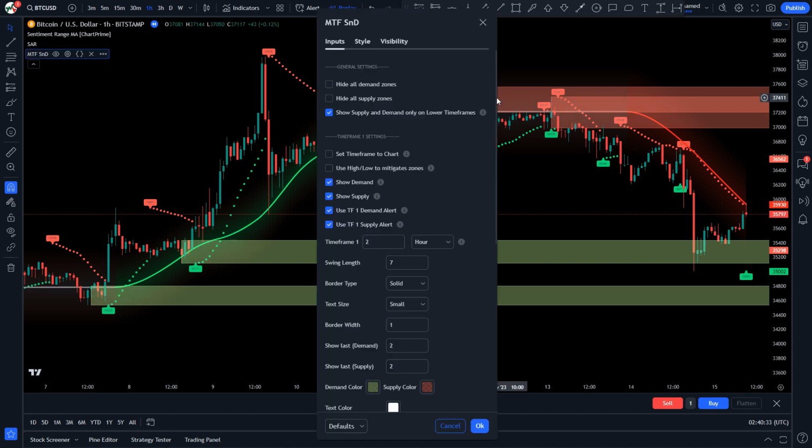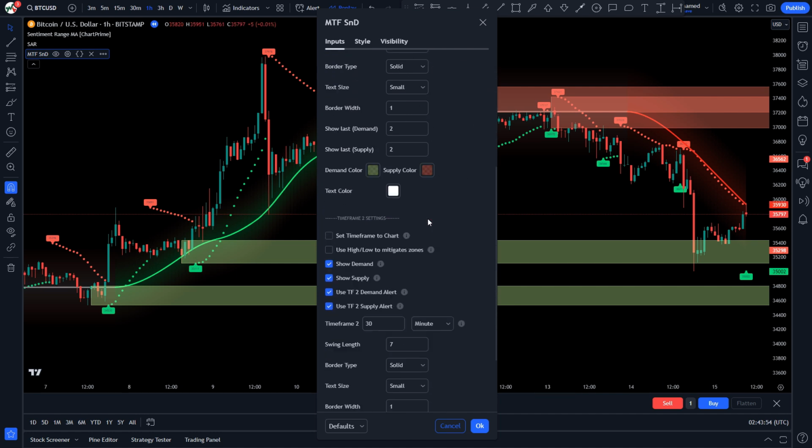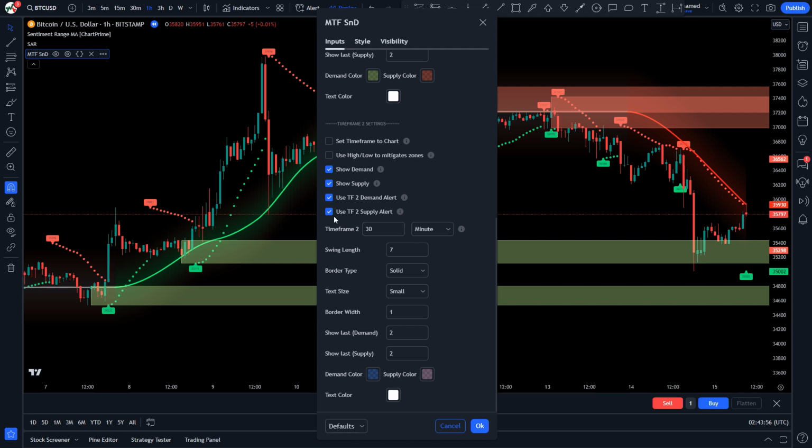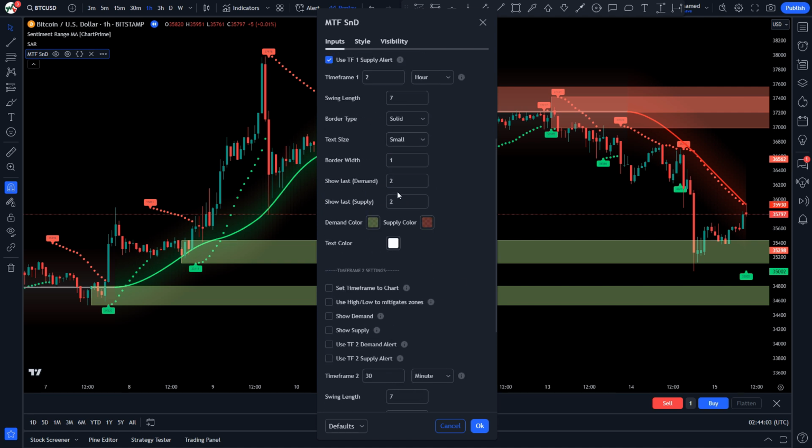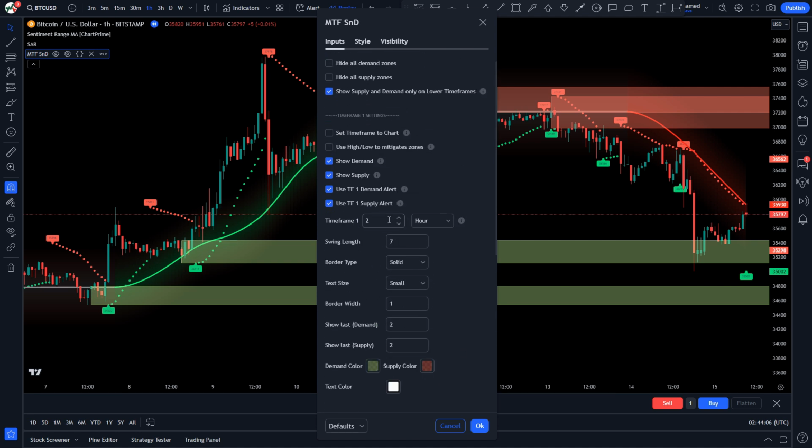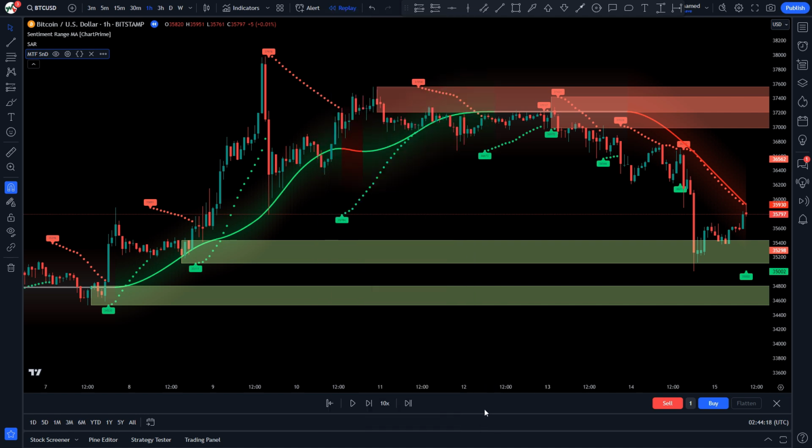Before we start using this indicator, let's open its inputs and customize it. The indicator has 2 time frames available for customization. We must disable time frame 2 for our strategy. This will keep the charts neat. In the time frame 1 settings, enable the 2-hour time frame. If you trade on shorter time frames like 5 and 15 minutes, it is recommended to use a 1-hour time frame for supply and demand. Once you're finished with the settings, click OK. Alright, the setup has been built.